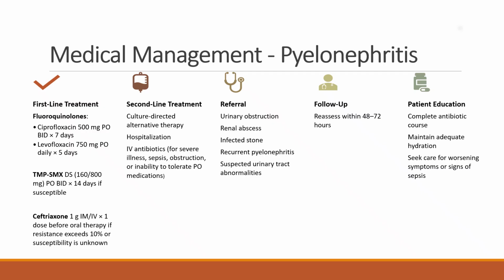Patients with severe illness, sepsis, urinary obstruction, pregnancy, or inability to tolerate oral medications may require hospitalization and IV antibiotics. Referral is indicated for urinary obstruction, renal abscess, infected stones, recurrent pyelonephritis, or suspected urinary tract abnormalities. Patients should follow up within 48 to 72 hours if symptoms do not improve or sooner if symptoms worsen.